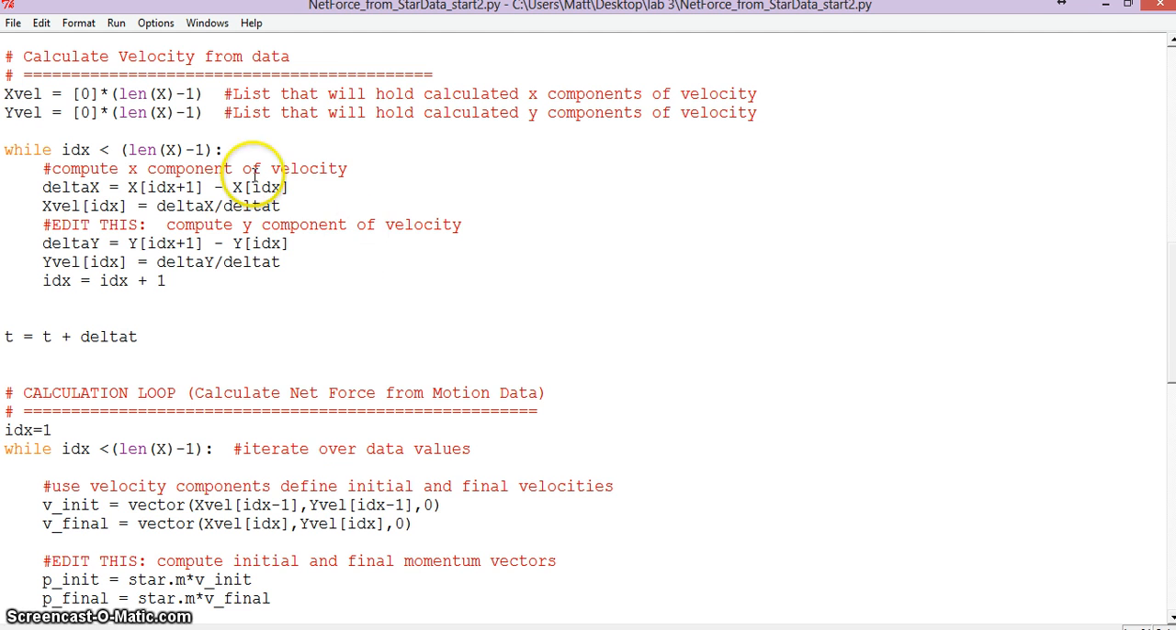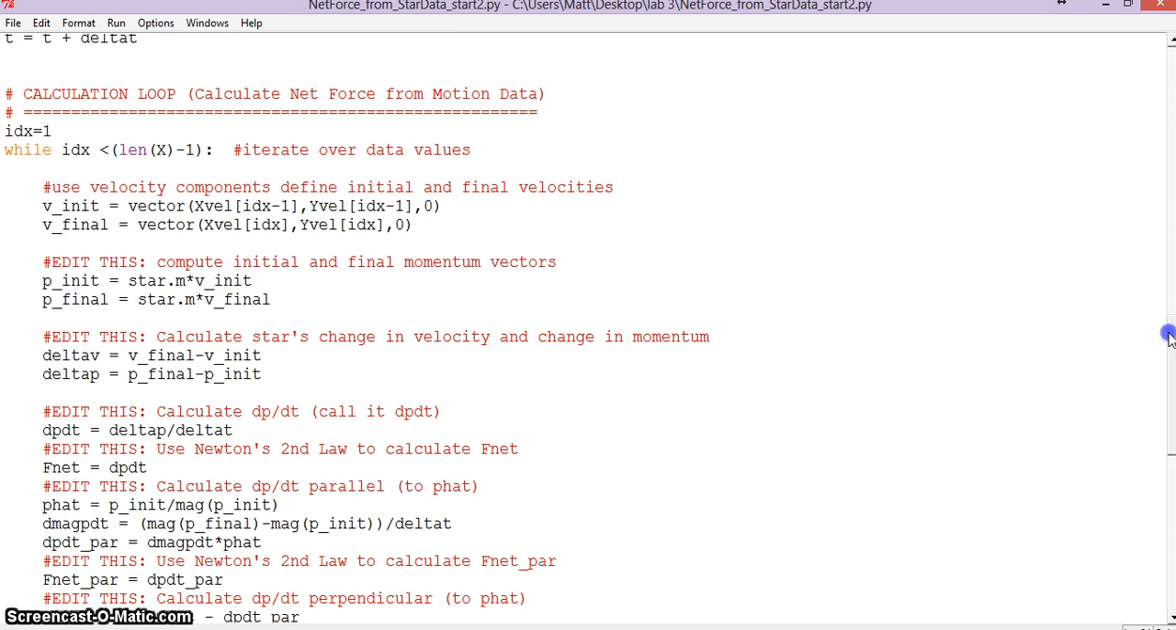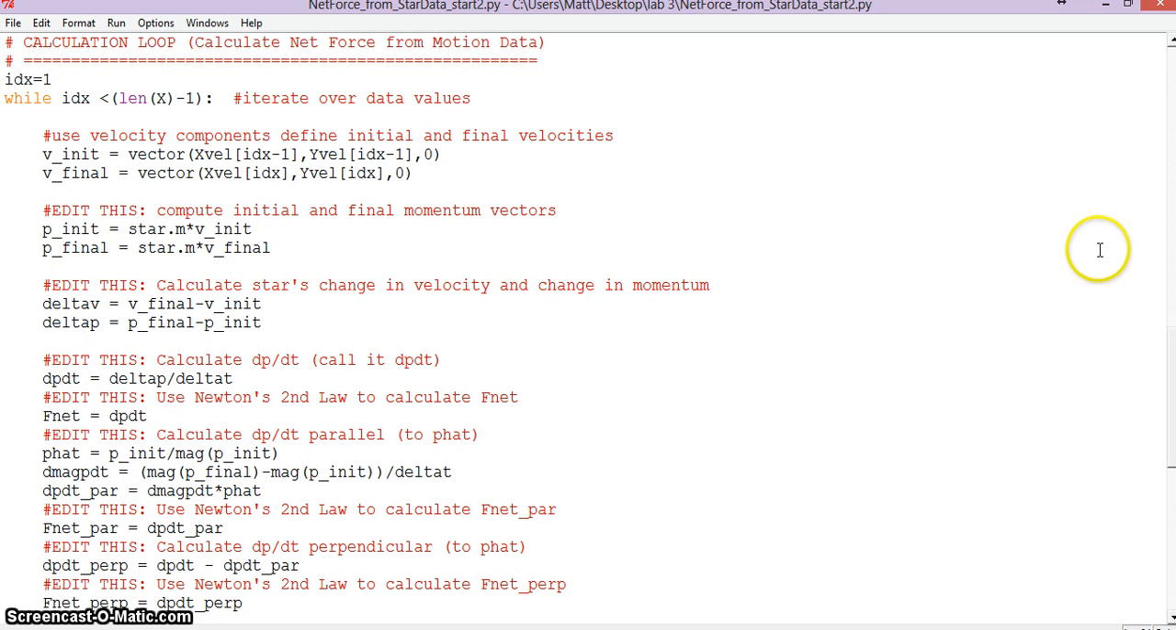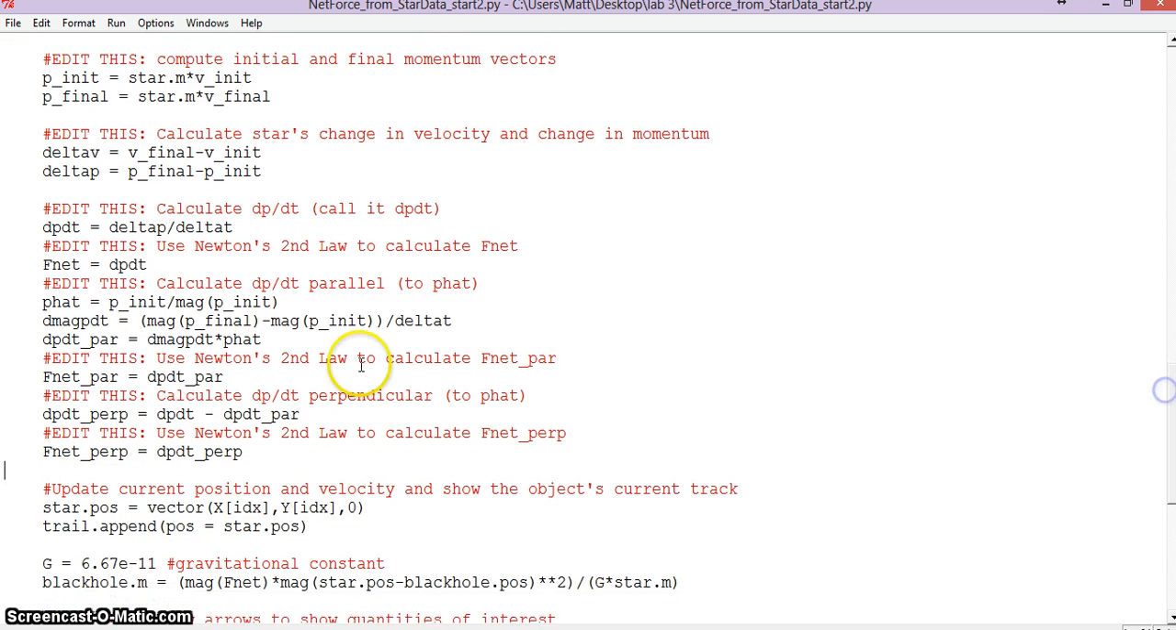Down here is the important part where we calculate the velocity, because we have the x component of the velocity as it moves around, changing its x position, and the y position, and we're going to need to calculate the velocity for both of these. If we go down one more, here's the part where it gets tricky.